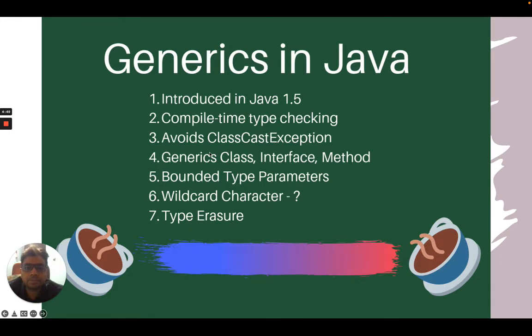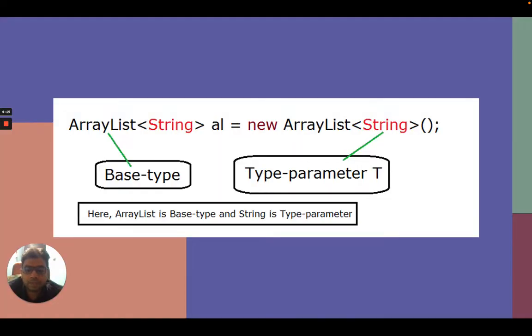Generics were first introduced in Java 1.5. Why was it introduced? It was introduced so that compile time checking can happen. If there is a data type mismatch, the compiler will raise an error. It also avoids class cast exceptions. Generic classes, interfaces, and methods we can use, and we also have bounded type parameters. Wildcard characters or typically T is also allowed, or for that matter any value.